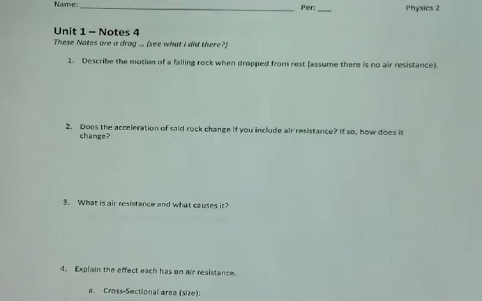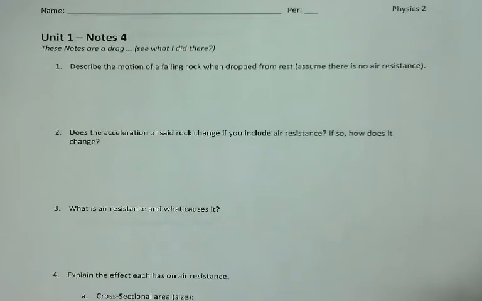Of the notes. Number 1, describe the motion of a falling rock when it's dropped from rest. Assume that there's no air resistance. Here we go. This is your opportunity to get a softball answer to look how smart you are. What happens to a falling object when you drop it when there's no air resistance?